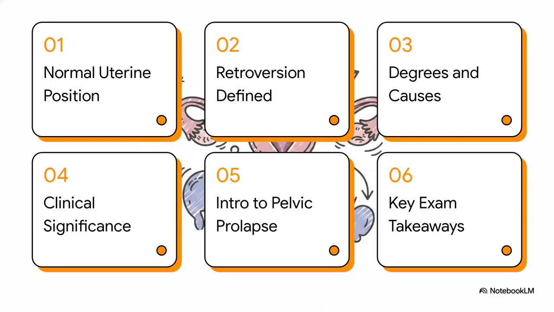So here's our game plan. First up, we'll lock down the normal uterine position. Then we'll jump right into retroversion, what it is, what causes it, and crucially, when you actually need to worry about it. We'll also see how it connects to the bigger topic of pelvic prolapse, and then we'll wrap it all up with the absolute high-yield takeaways for your exams.